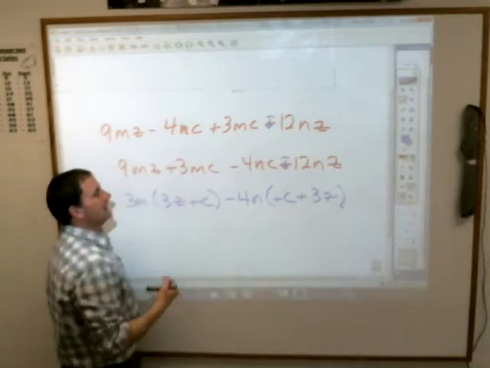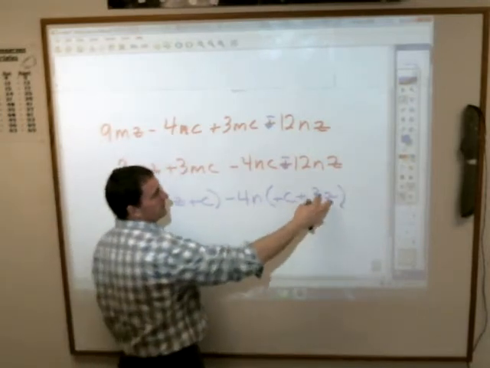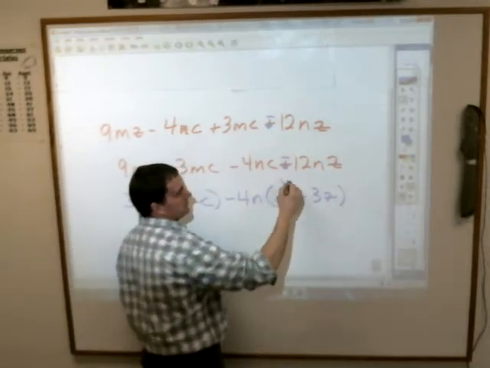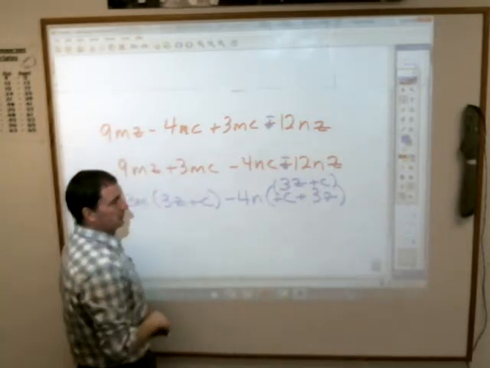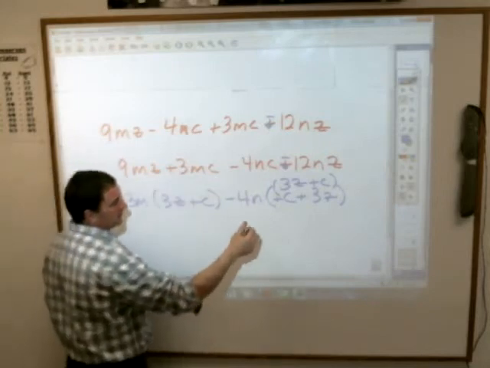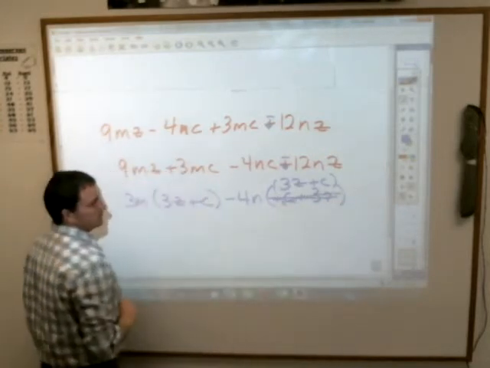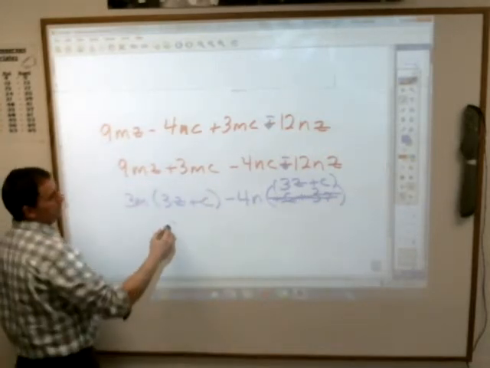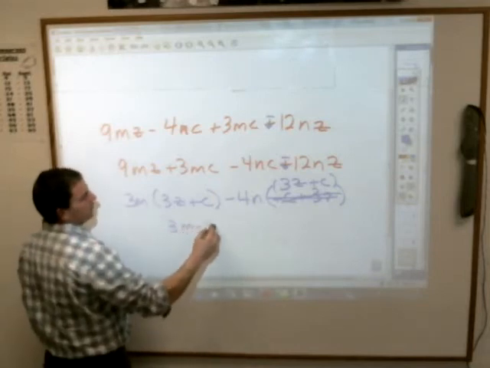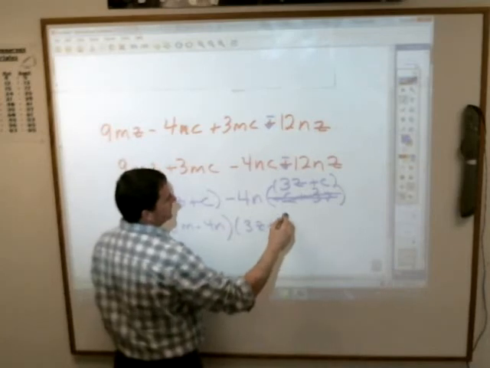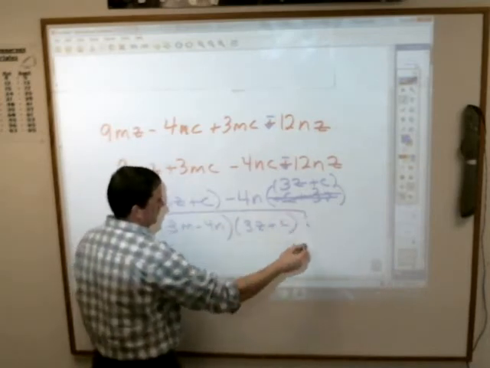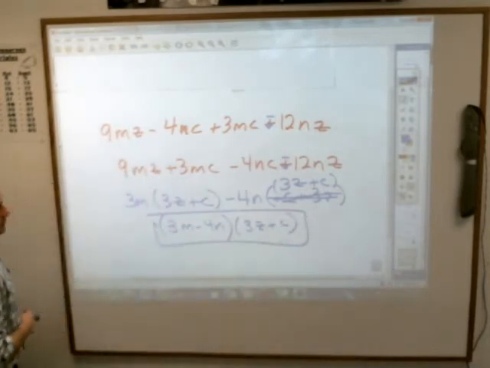That's the same thing. It is, because in this parenthesis the order doesn't matter, you can just change this to be 3z plus c. When you add, you can add in any order, it's the commutative property of addition. So then you're going to have 3m minus 4n as one binomial, 3z plus c as the other binomial. It's actually pretty fun. I was hoping that you would say that.